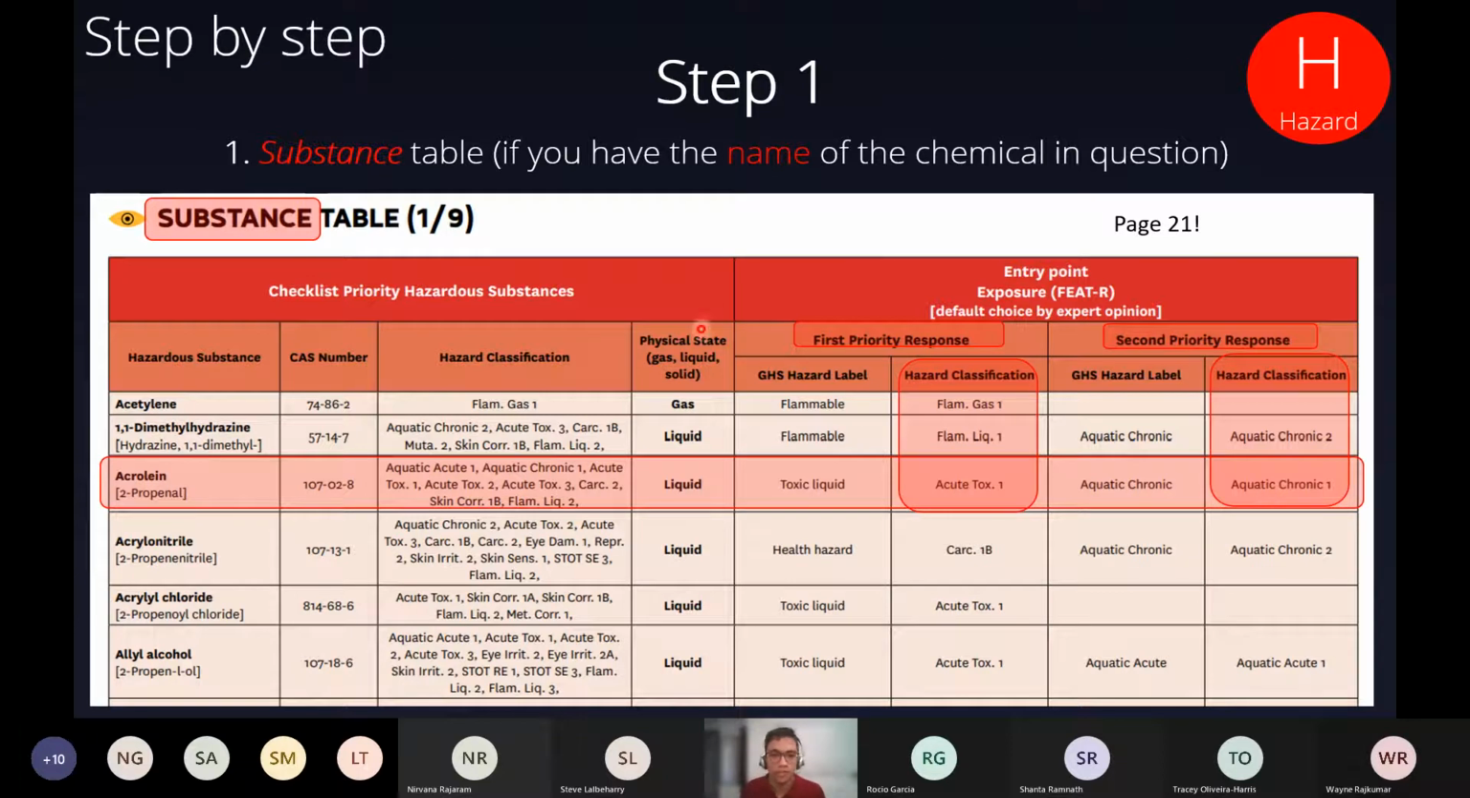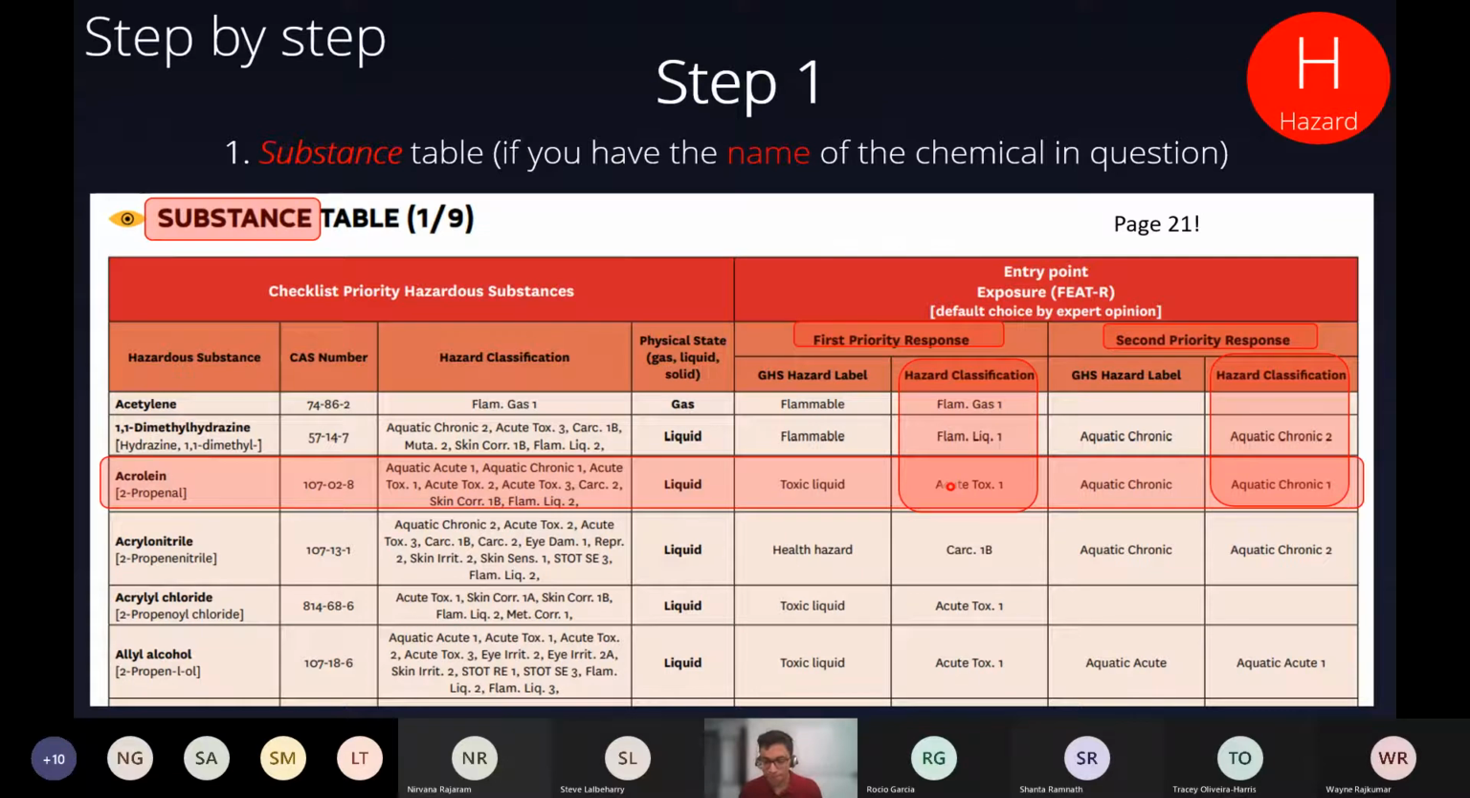But you can also read the physical state of the substance, if it is in gas, liquid, or solid state, and the other hazard classifications, but these two are the more important and the first priority you have to focus on. But there are many others that are related to this substance.